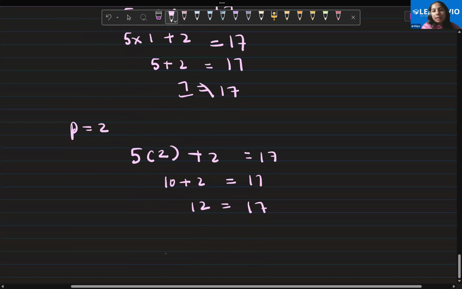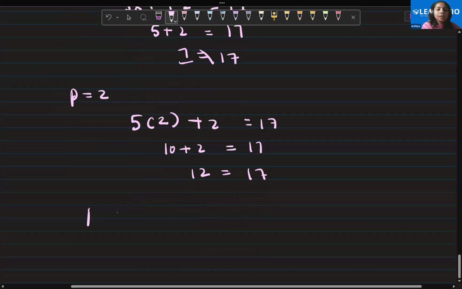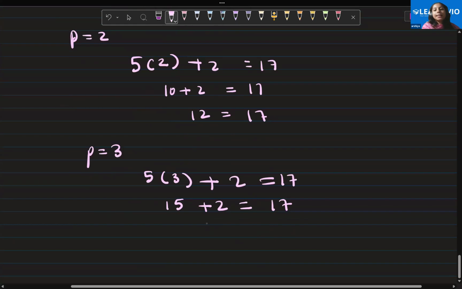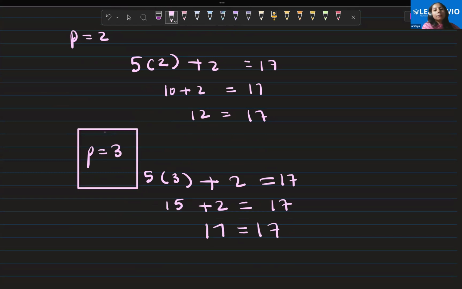So let's try for p is equal to 3. Okay. So 5 into 3 plus 2. Let's check. 5 threes are 15. 15 plus 2 should be equal to 17. How much is 15 plus 2? It's 17. So that means the value of p should be 3. Okay.